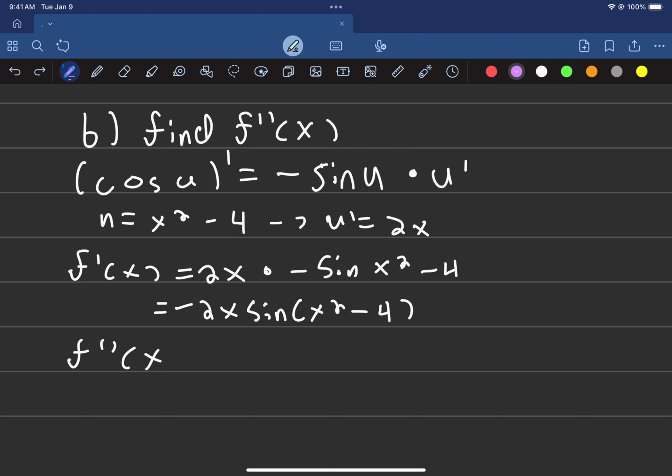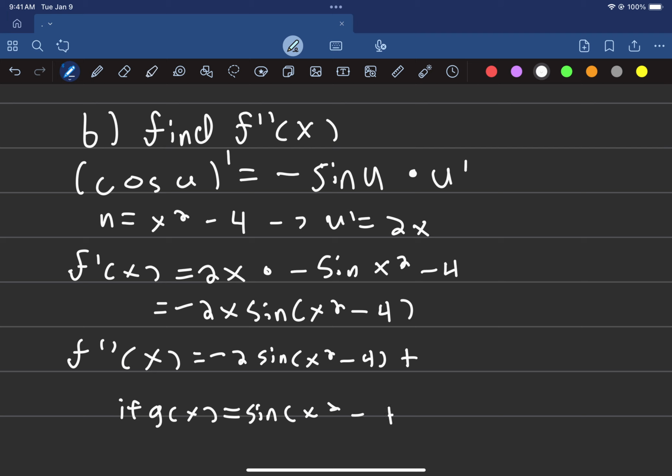So let's write that down. The derivative of negative 2x is equal to negative 2. And then it's just times the original function, like we said. And then this is plus the derivative of sine of x squared minus 4 times negative 2x. And then the derivative, if g of x is equal to sine of x squared minus 4, we can find that g prime of x is equal to 2x times cosine of x squared minus 4.